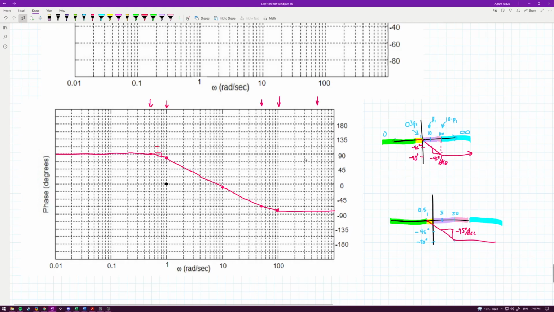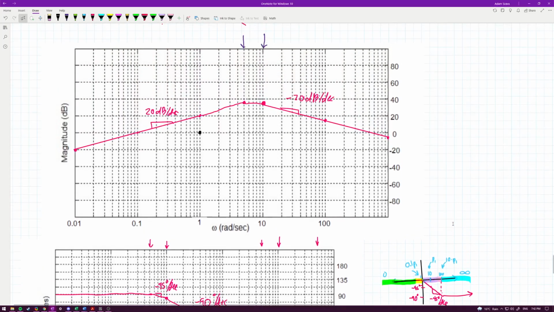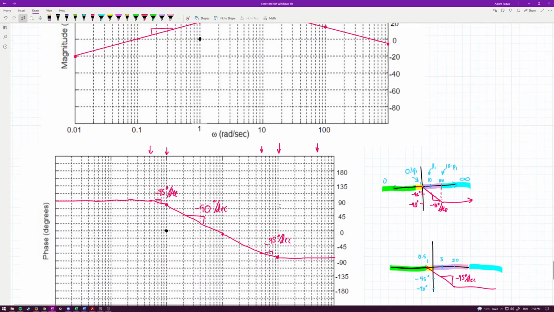This section is negative 45, sorry, negative 45 degrees per decade. This is negative 90 degrees per decade. This section is negative 45 degrees per decade. And then that's 0. There we go. All labeled. So, magnitude and phase. Yep.